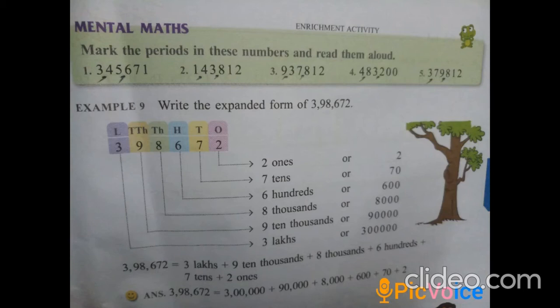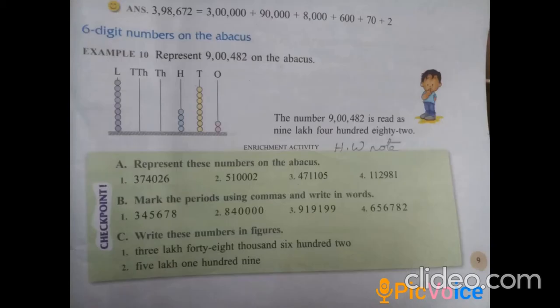3,45,671. Coming to the second question. 1,43,812. How to read? 1,43,812. Third question. 9,37,812. How to read? 9,37,812. Next question. 4,83,200. So 4,83,200. Next 3,79,812. 3,79,812.